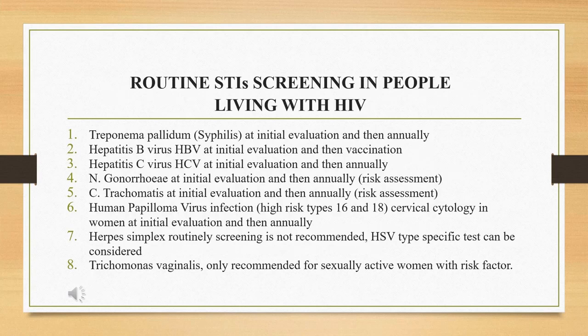Routine STI screening in people living with HIV. Common STIs to be screened include syphilis, hepatitis B, and hepatitis C also, although it's not an STI, gonorrhea, and chlamydia. In women with high-risk factors, Trichomonas vaginalis, HPV high-risk types 16 and 18, and herpes simplex routine screening is not recommended. However, HSV type-specific antibody tests can be considered.